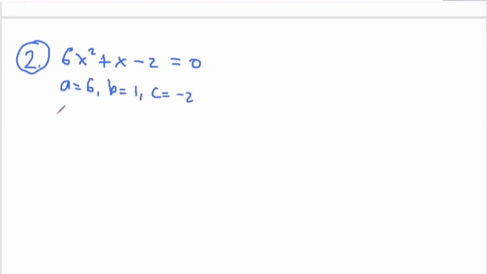The second example, 6x to the power of 2 plus x minus 2 is equal to 0. We identify which one is A, B, and C. Then A is equal to 6, B is equal to 1, C is equal to minus 2. Then P plus Q is equal to B, that means 1. P times Q is equal to A times C, that is 6 times minus 2, which is equal to minus 12.